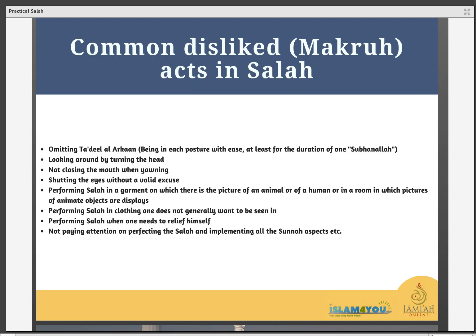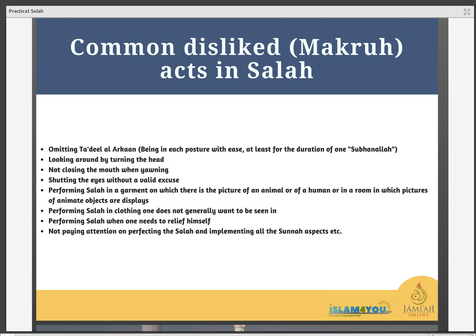If a person moves one's chest completely away, changing it, moving it from the qibla, from the direction of salah, a person's salah would break. But moving the head around would be a disliked act in salah. Then not closing the mouth when yawning. So we should try to restrain ourselves from yawning when praying.